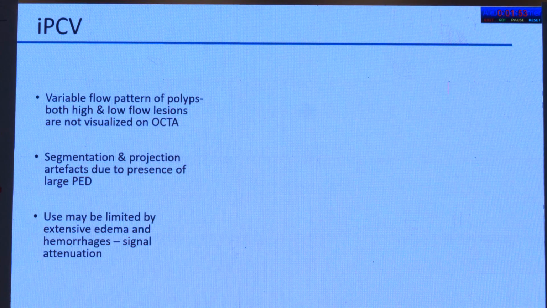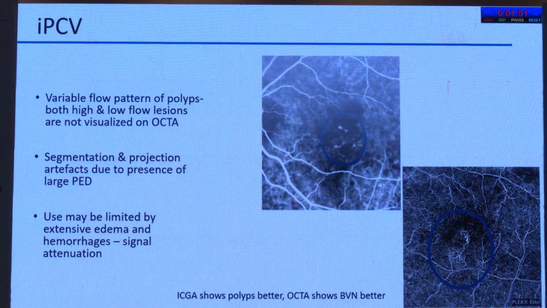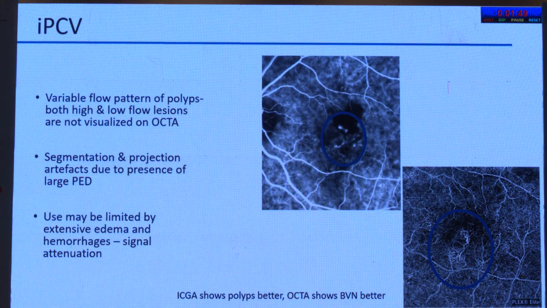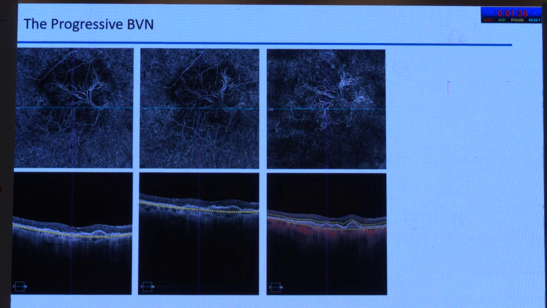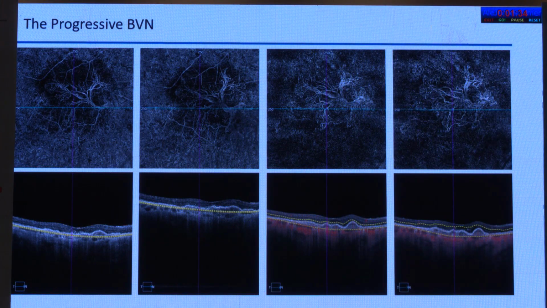IPCV, I still feel, is not something that should be diagnosed on OCTA. Because they are low flow lesions, I think it is safer to say that ICGA is probably the better modality to pick them up, but you can pick up BVNs better on this. But then what do you do about this? This lady has been on a treat and extend plan for the last many years on 2 monthly, but if you see, the BVN is still increasing, there is no fluid over there. So maybe OCTA one day will redefine the way that we treat and extend in these kinds of BVNs.